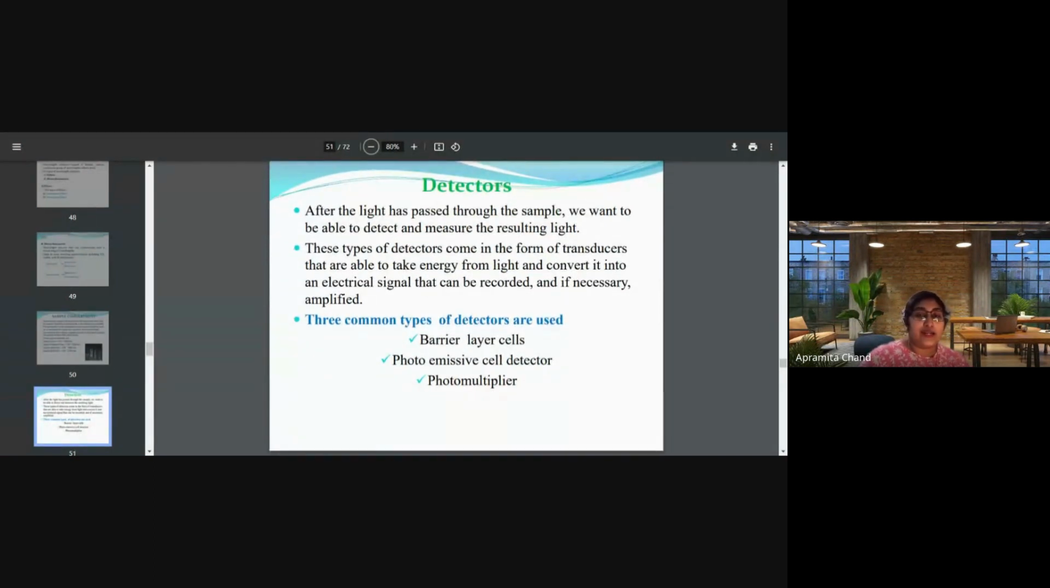Similarly, detectors. Okay, what kind of detectors are there? So three kinds of detectors are there: barrier layer cells, photoemissive cell detector, photomultiplier. Now you just remember the main points of the various components. Need not go into extensive details. If you write properly point wise, then you will have a long enough answer that you can write for 5 marks. Okay, but you should know what to write. For example, if you're writing about detectors, you write about what they do, what are the types.